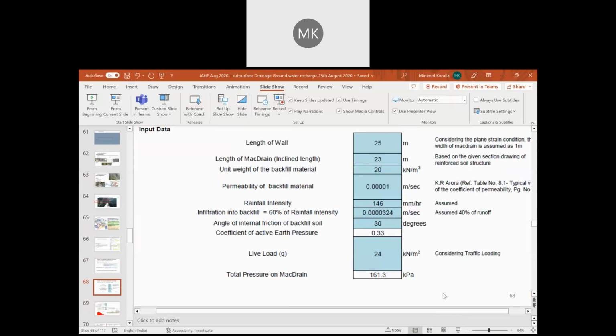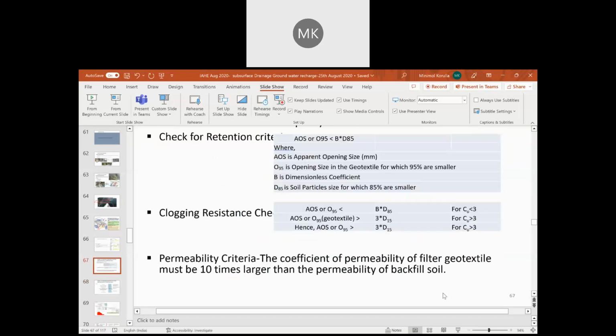Okay, so you can see this same table with a little small difference here and there in a number of codes: IRC SP 42, IRC SP 59, MORTH, even if there is a small mistake, that also we can see. All are talking about the strength, especially CBR puncture strength, that will be there. Hydraulic property, what are hydraulic properties? Hydraulic properties are permittivity.